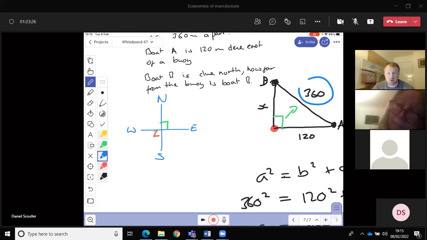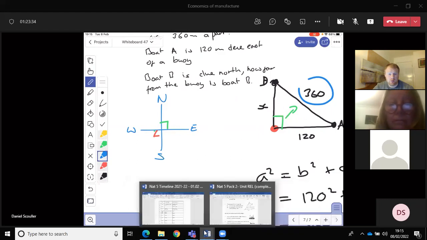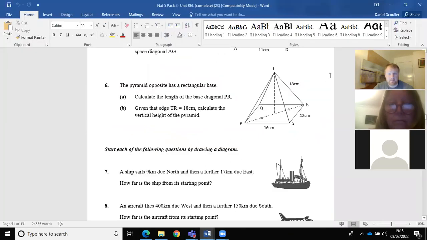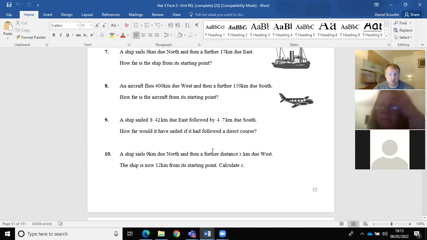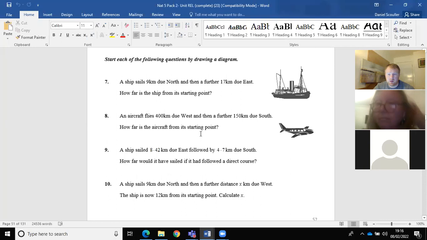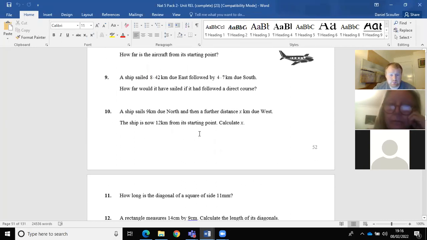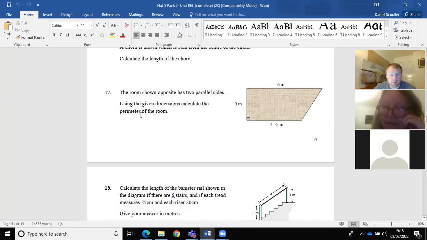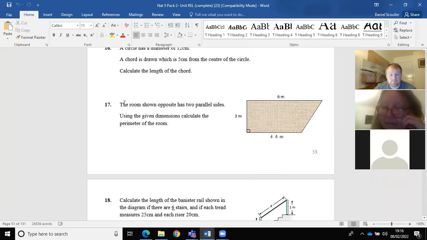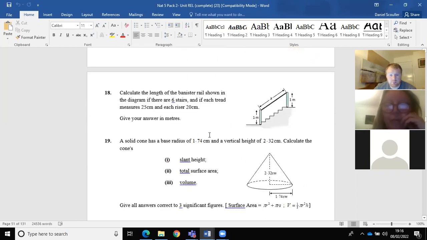Okay, is when you get a wee story behind it. Okay, so there's a couple of bearing ones. Okay, so that's page 52. Page 52 has got a couple of bearing ones. Okay, if you want to try them out. There's a perimeter one. Okay, so question 17, page 53 has got a perimeter. Okay, if you want to try that out.